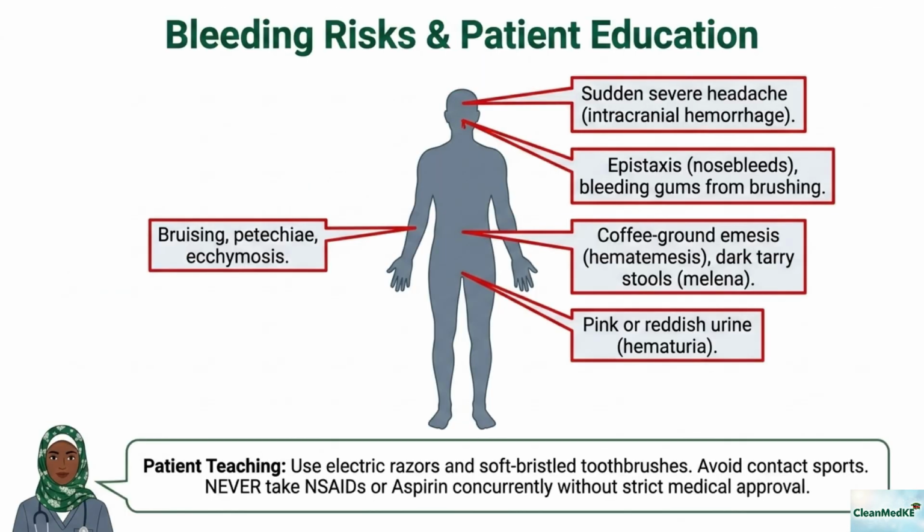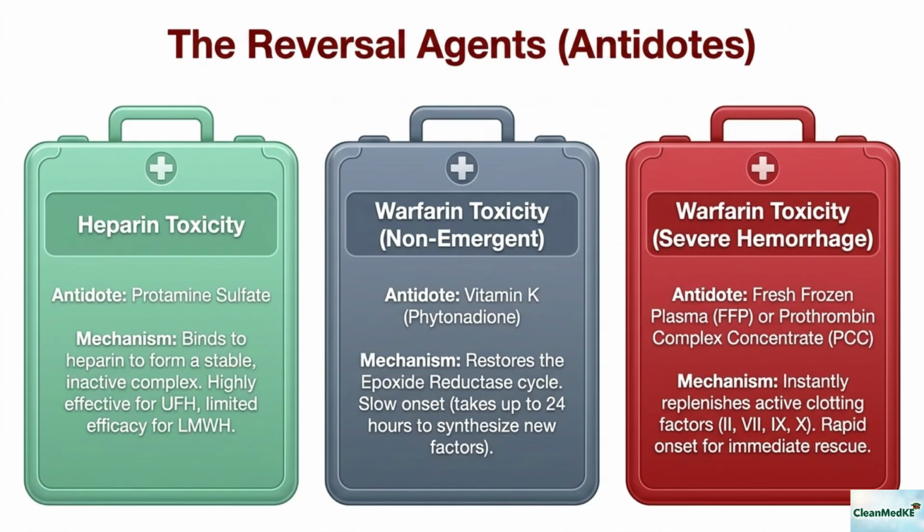Safety is paramount. Patients must be taught to recognize signs of bleeding: sudden severe headaches, nosebleeds, coffee ground emesis, dark tarry stools, or reddish urine. We advise patients to use electric razors and soft bristled toothbrushes, and they should never take NSAIDs or aspirin concurrently without strict medical approval. When toxicity occurs, we reach for our antidote kits.